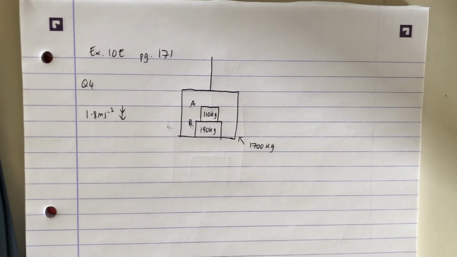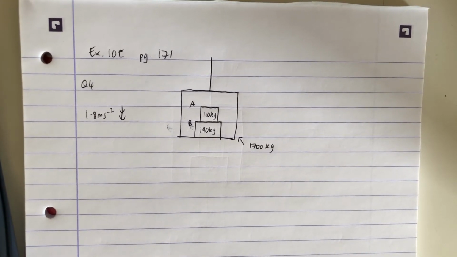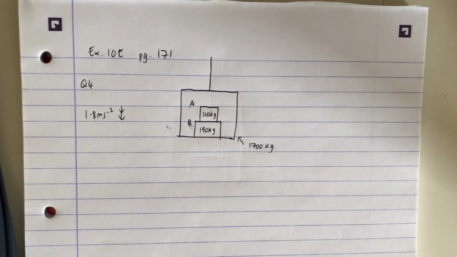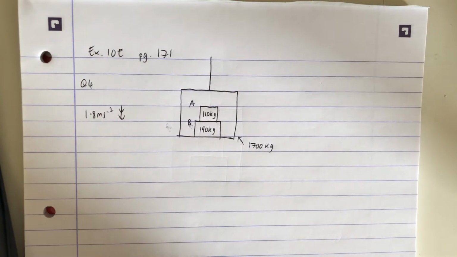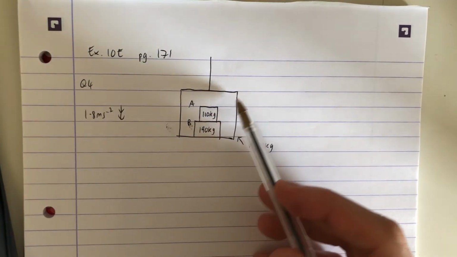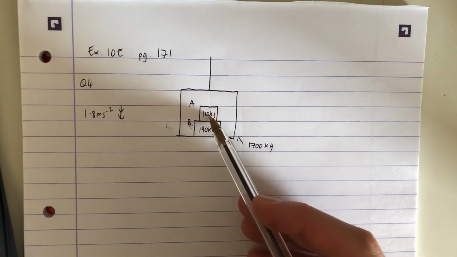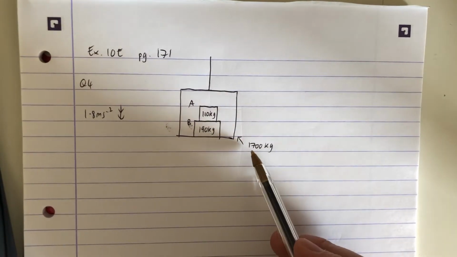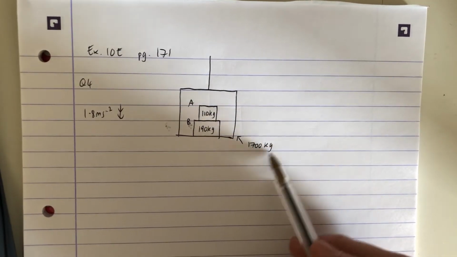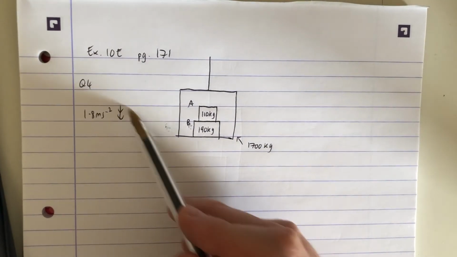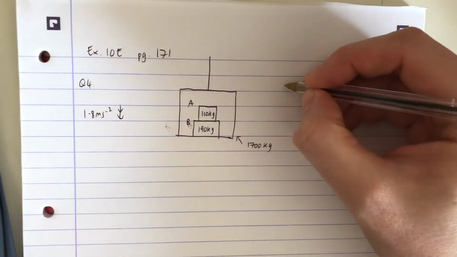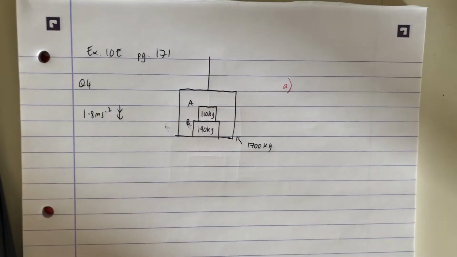Okay, just going to go through a couple of questions today from what people have requested. So first one was question 4, lifts question. You've got this lift with two objects inside, 110 kilograms and 190 kilograms. The lift itself was a mass 1,700 kilograms and it's accelerating downwards 1.8 meters per second squared. For part A, you're asked to work out the tension in the cable.